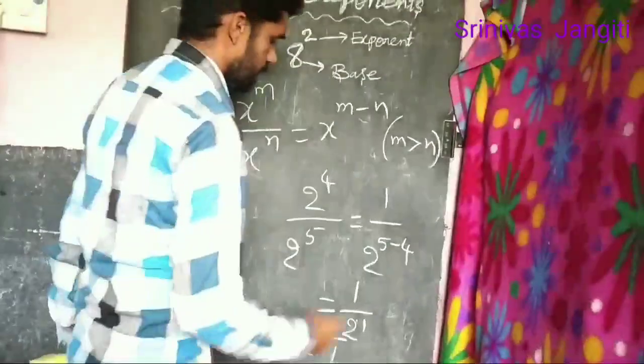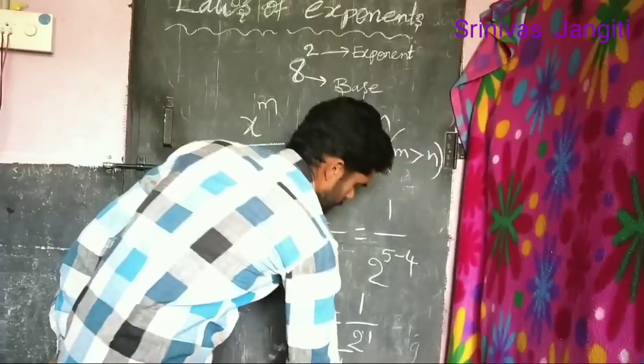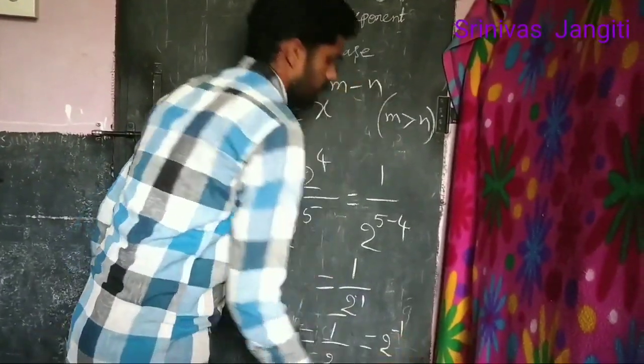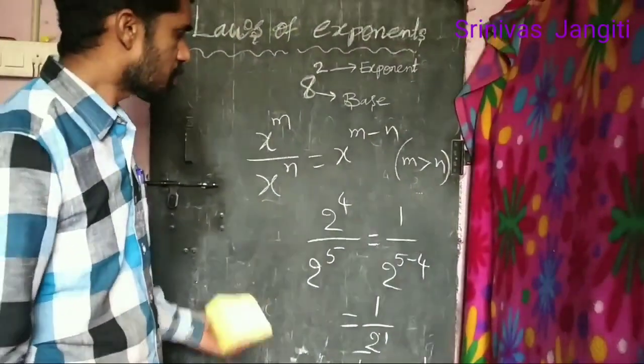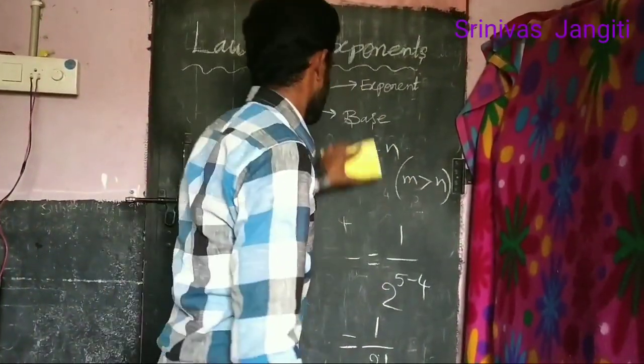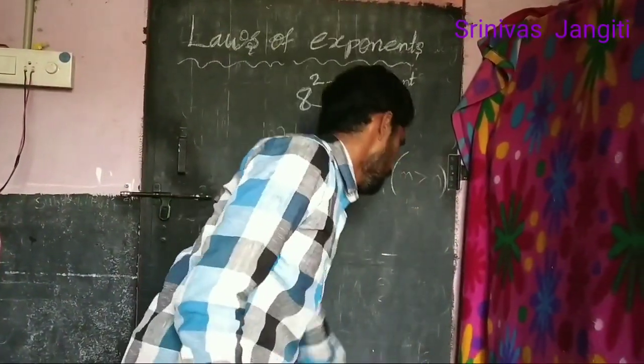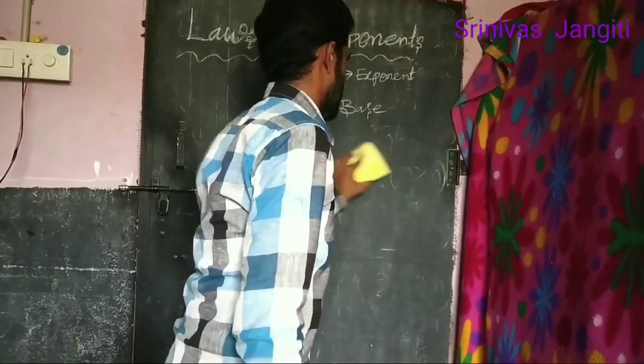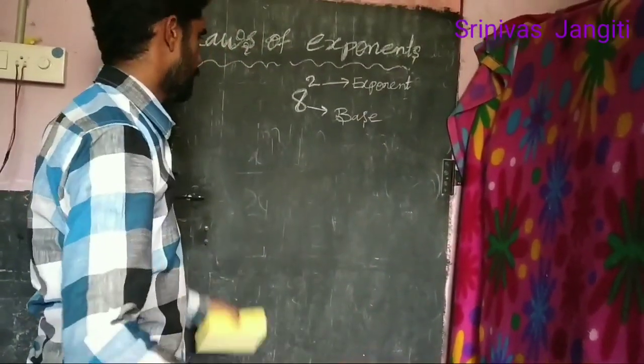Simple. Otherwise, if you want the reverse, what is this? 2 to the power of minus 1. Simple. Easy. Right? The next, what is the next formula? Otherwise, the next law. We are clear. It looks like these three are different, but so simple.